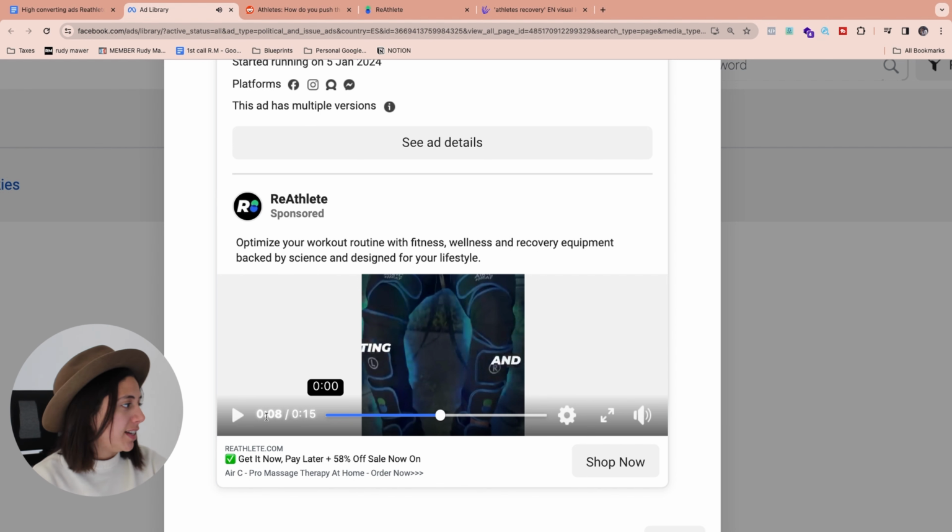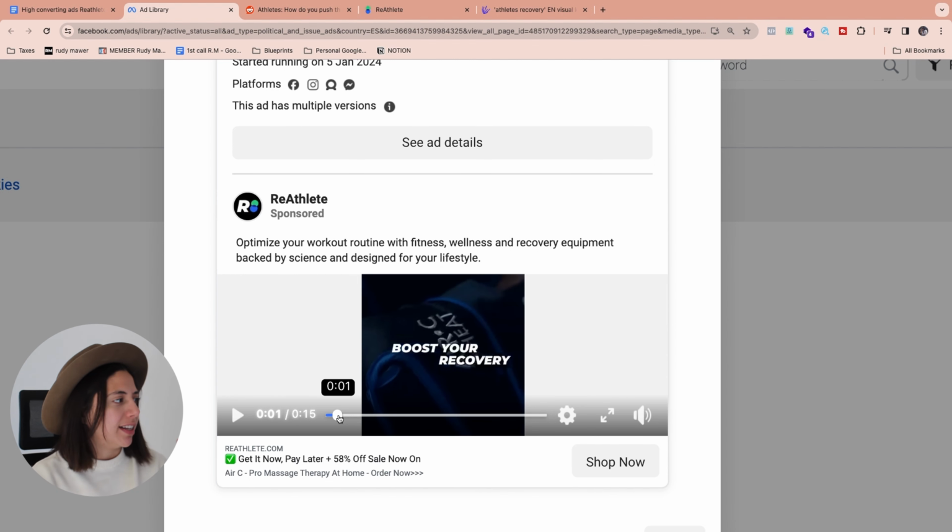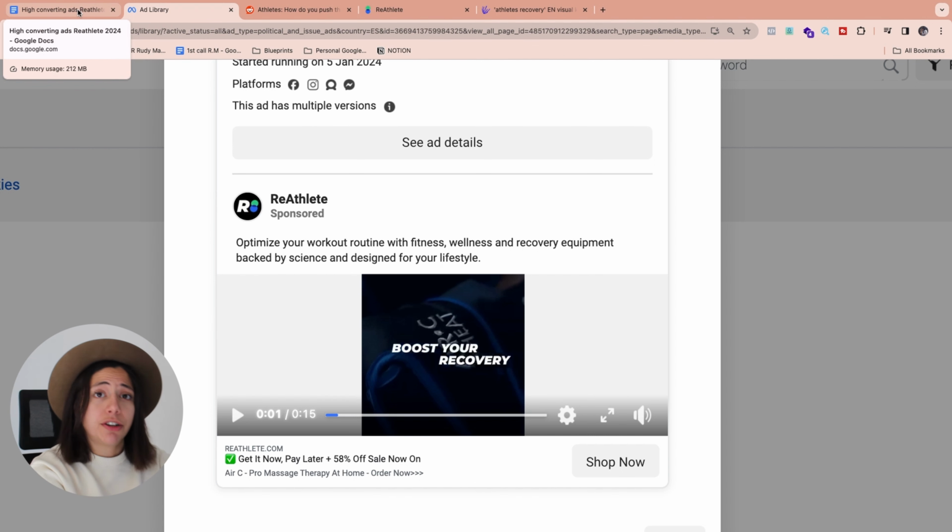so as you can see, really, really easy, just boost your recovery, boost your performance. And that's what we were trying to highlight, right? Like the faster you will recover, the better you will perform. And this will definitely catch an athlete's attention.